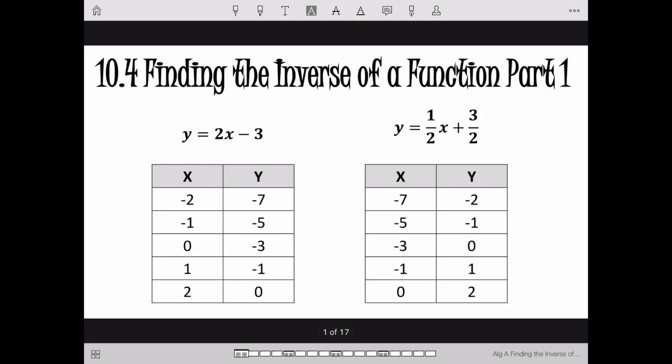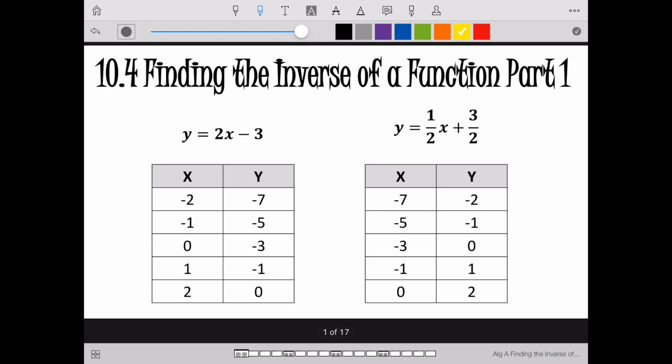Hello. Today we are learning the last lesson of our chapter, which is about finding the inverse of functions. The first thing that I want you to understand is what this word inverse means. To help you understand that, I have two example problems down below. Look at this first problem, and notice all of the numbers that are in the x column and all of the numbers that are in the y column.